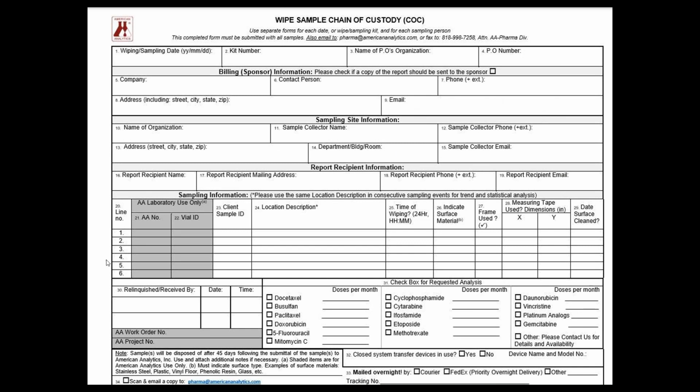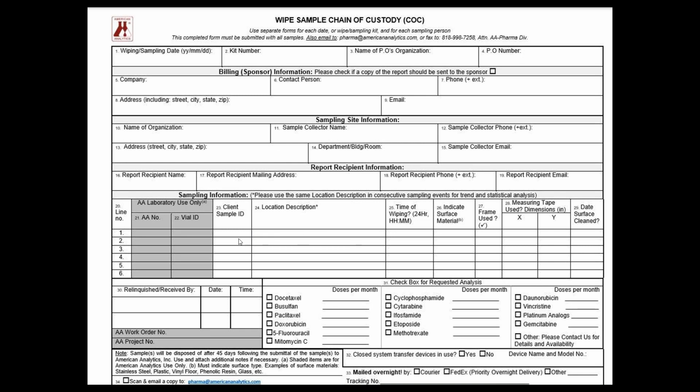Now the next section is the meat of the chain of custody. And this is where your sample information is inserted. Very important that you put your client sample ID here. So let's say you're sampling a hood. You may decide to call it hood 1, or you may decide to call it H1. And then you would put the location description, let's say compounding room left corner. You can put here whatever makes sense to you so that you know where this sample came from.